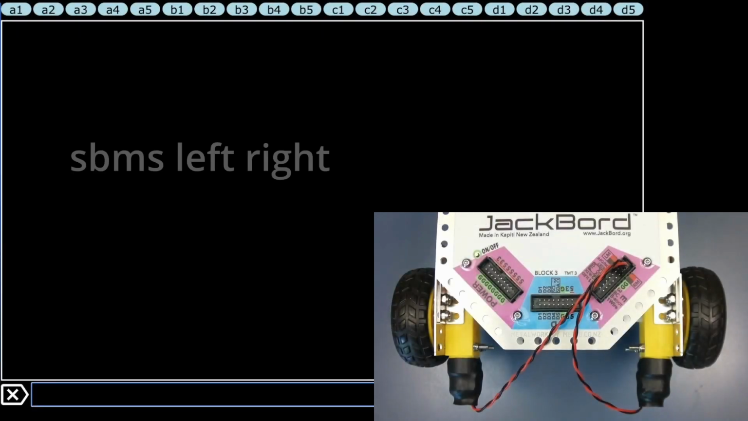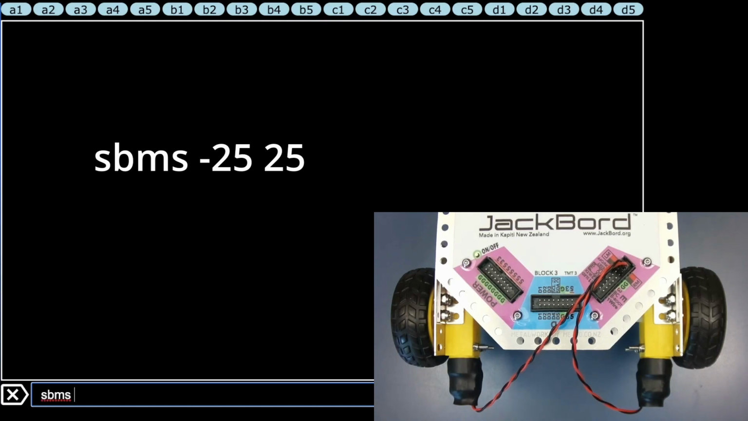Finally, we have the SBMS command, and what this does is it lets you set the individual speed of each motor with the same command at the same time. So if I wanted to set the left motor going backwards at 25 and the right motor going forwards at 25, I would type SBMS space minus 25 space 25.